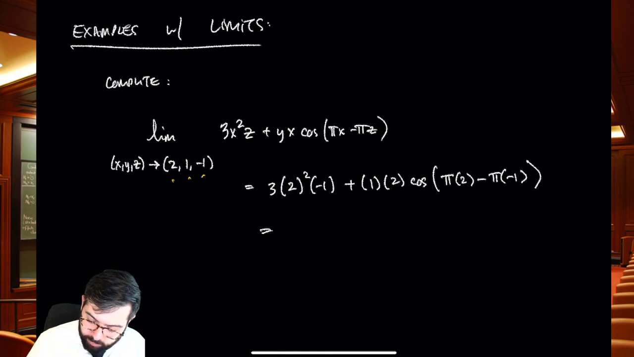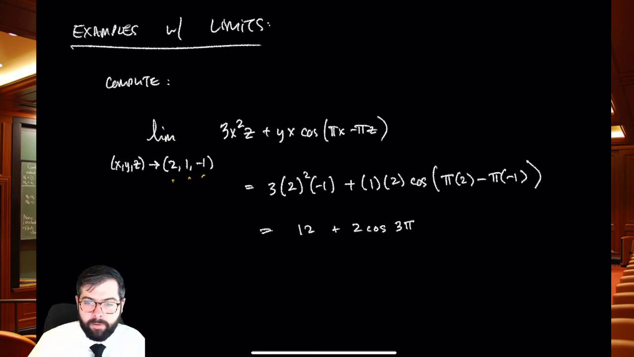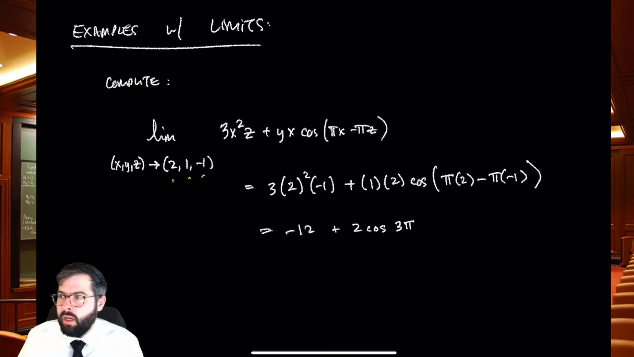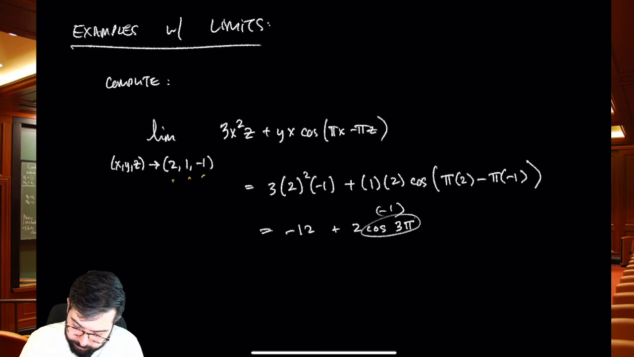Which ends up being what? Negative 12 plus 2 cosine of 3 pi. Should that be negative? It should be negative 12. Cos of 3 pi is what? Negative 1? Negative 2. Well, this is negative 1. So this is minus 2, so it becomes negative 14.